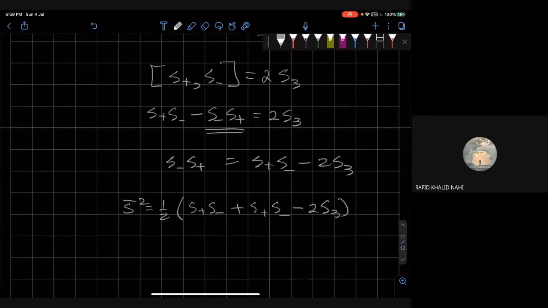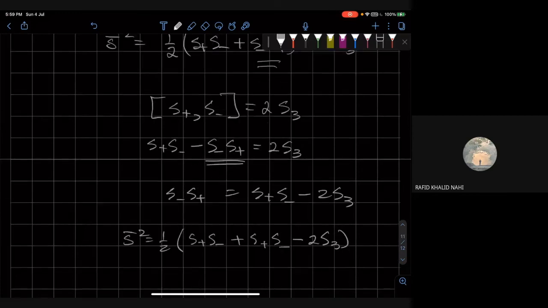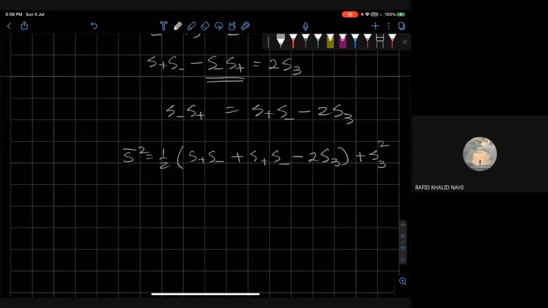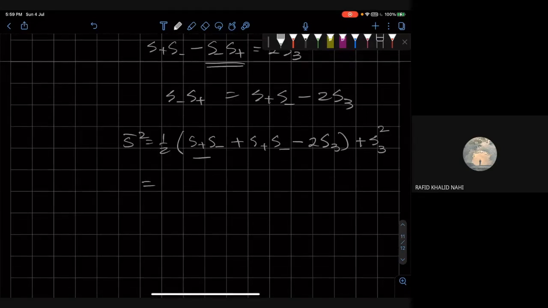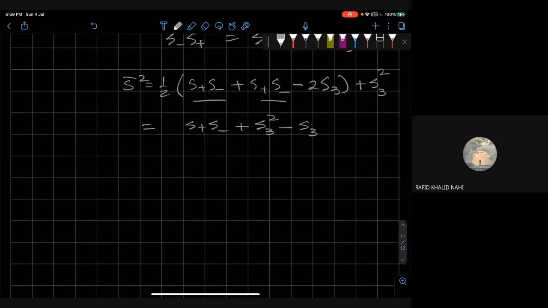Right, and then I have plus S3 squared, right? So now if I add these two things, what do I get? I get S plus S minus, and then I have plus S3 squared, and then I have minus S3. Okay, so this is S squared.